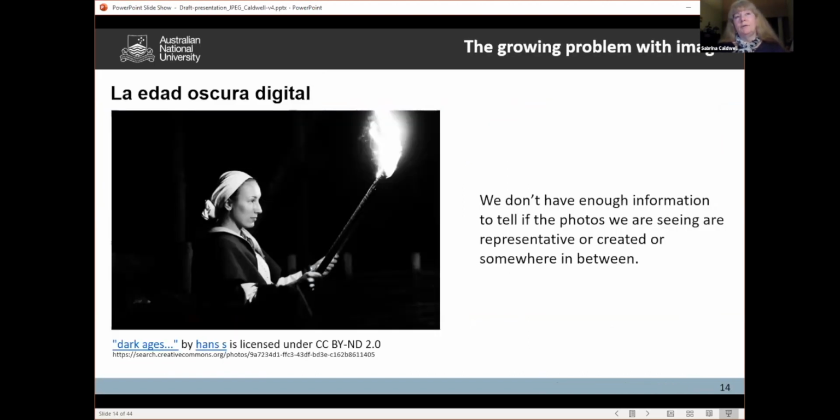A senior person from the National Library of Australia and I were talking not too long ago, and she said that in the GLAM discipline, GLAM being galleries, libraries, archives, and museums, the current times, this decade, the previous decade, and even some of the 90s are viewed as the digital dark ages because people don't really know what they're looking at. And they don't know if it's a representative photograph or it's a generated photograph or if it's somewhere in between.